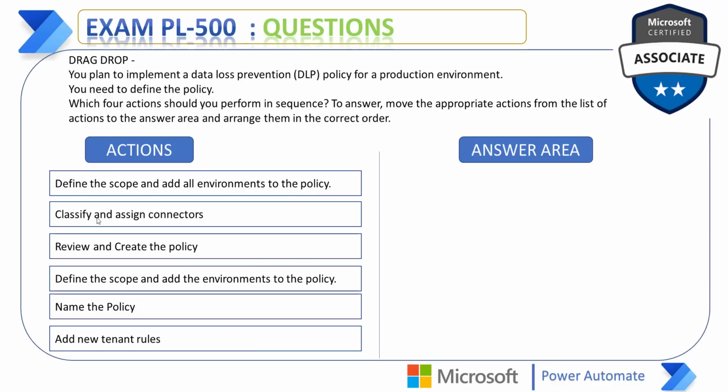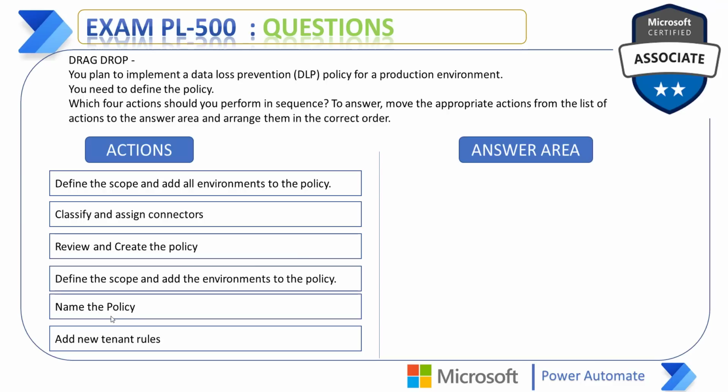And there you can see the second one, classify and assign connectors. Third one, review and create the policy. Fourth one, define the scope and add the environments to the policy. Fifth one, name the policy. Sixth one, add new tenant rules. Out of these 6 actions, I have to drag and drop these actions in order. So if you observe, out of these actions, what is the first action to create the policy?